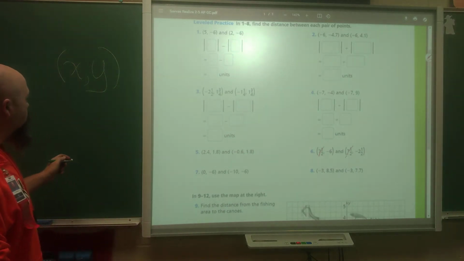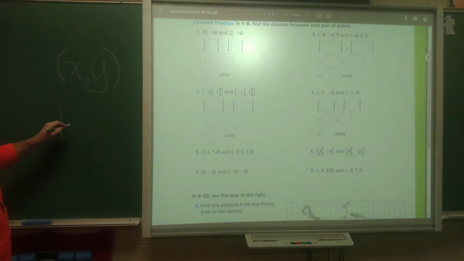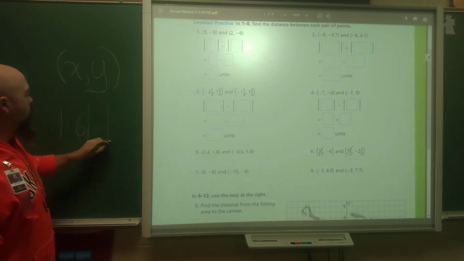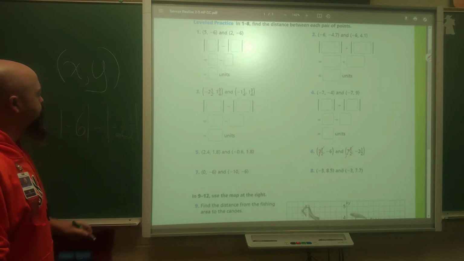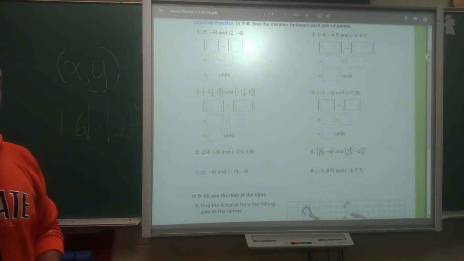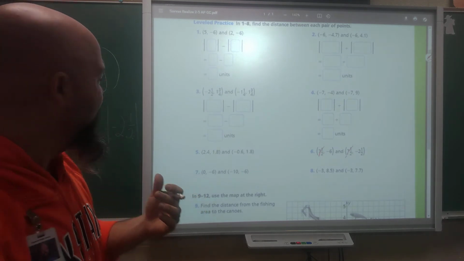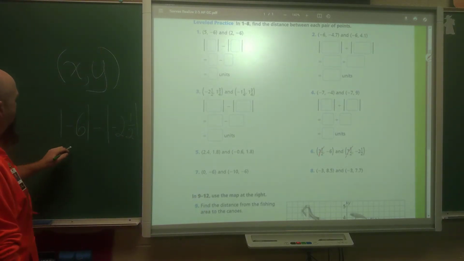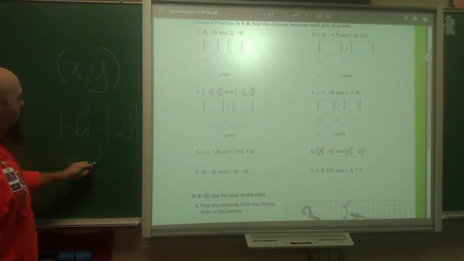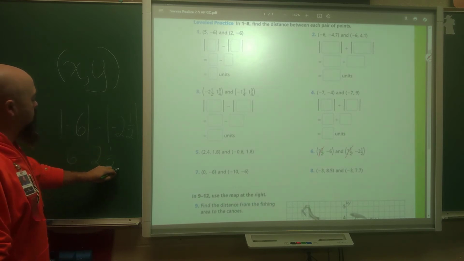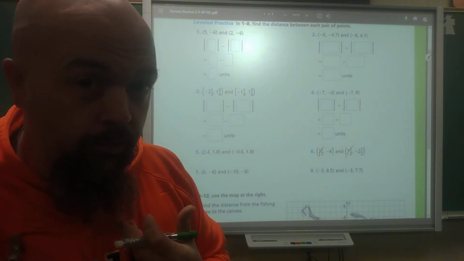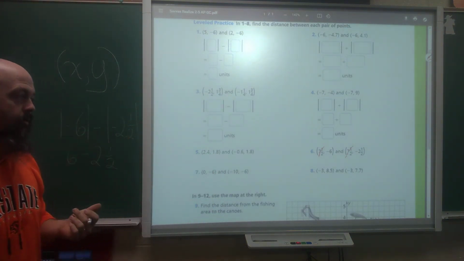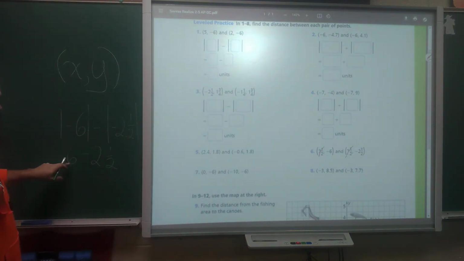I'm going to go over the chalkboard here so I don't have to wait on it. Absolute value of -6 minus the absolute value of -2.5. Okay, so we are looking at 6 minus 2.5. I would like you to convert, obviously, to make this an easier problem to solve.